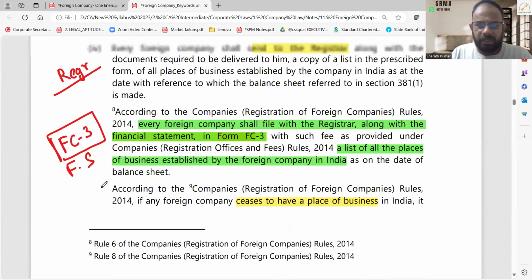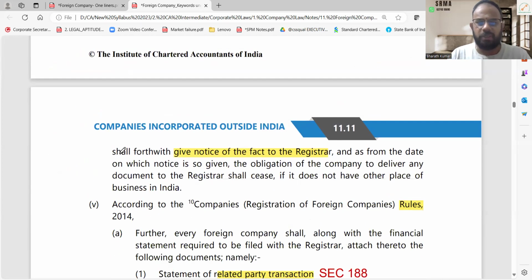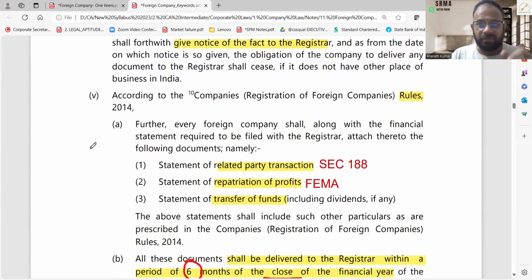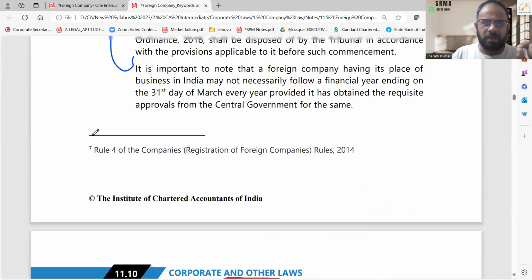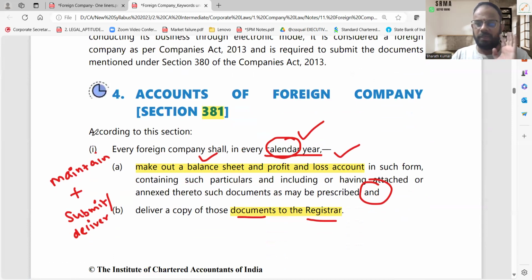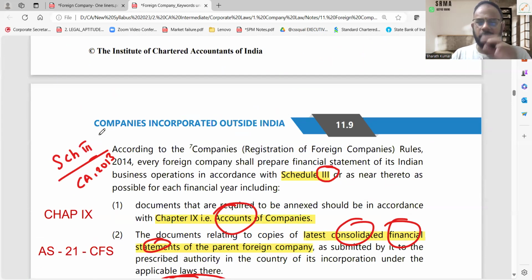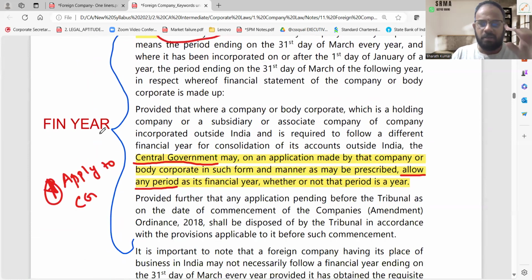And according to the company's registration rules, if the foreign company ceases to have a place of business, that also you should inform the registrar, which we already told. And the 5th point is very important. First 4 points you have written. Write section 381, 5 points. What is the first point? Maintain and submit the documents to the registrar, the financial statements and all, as per Schedule 3, as per Chapter 9, as per AS 21, as per the financial year. You will have to apply to the central government if you want any other period. So that is your point number 1.